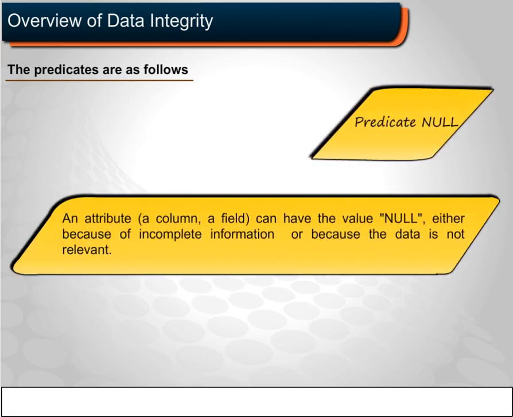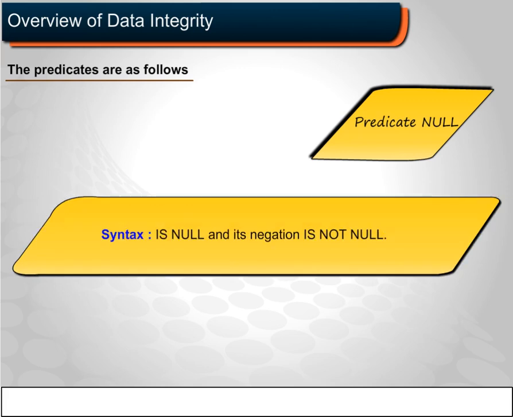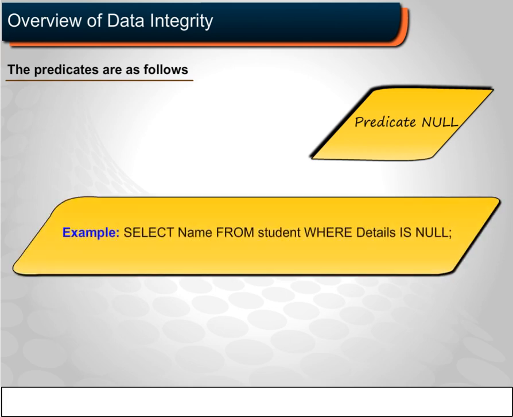Predicate null. An attribute, a column, a field can have the value null either because of incomplete information or because the data is not relevant. Syntax: is null, and its negation is not null. Example: select name from student where details is null.